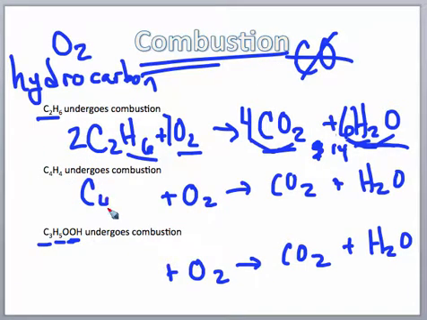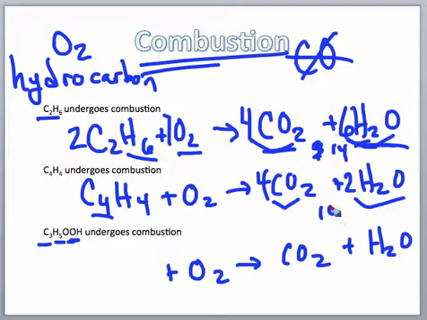We can do the next one, C4H4. 4 carbons, so we'll put a 4. 4 hydrogens, so we'll put a 2. Now we've got 8 and 2, which is 10 oxygens, and that's good because we can put a 5 there to make it 10 oxygens.